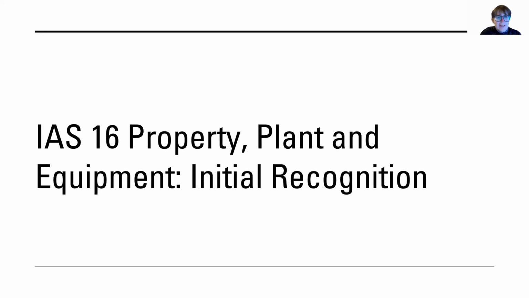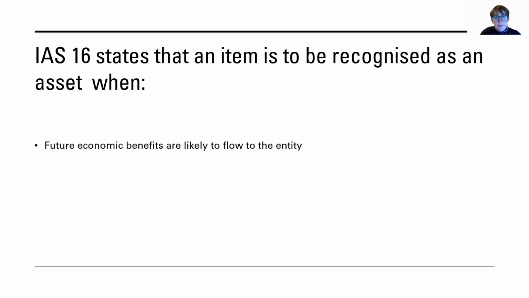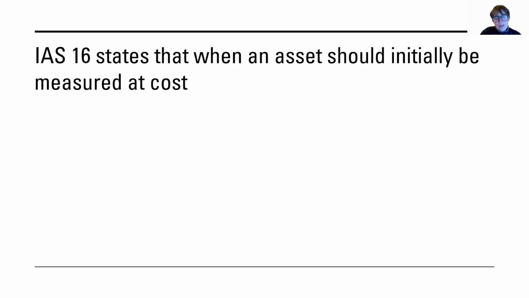So IAS 16 then of PPE states that we need to do something called initial recognition. So an item has to be recognised then when future economic benefits are likely to flow to the entity, and the cost of the asset is able to be measured reliably. So it also states when an asset should initially be measured at cost.